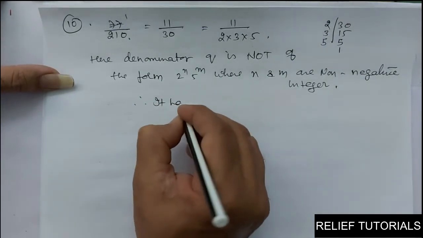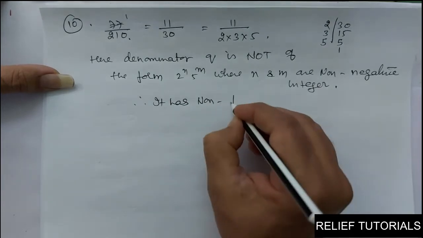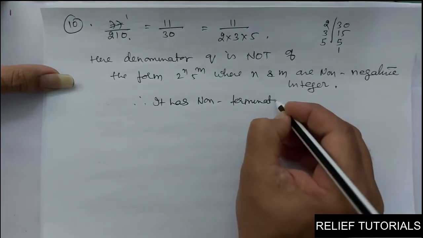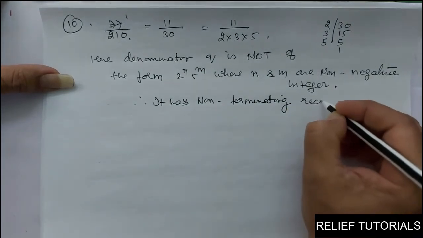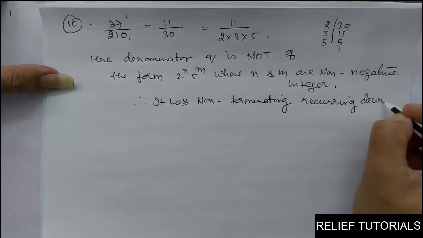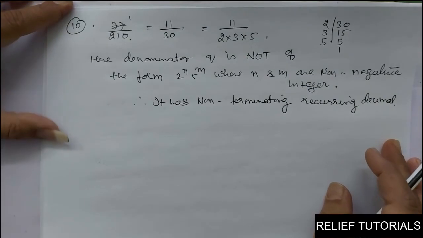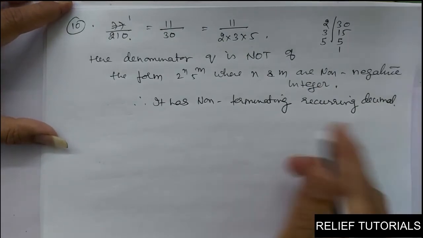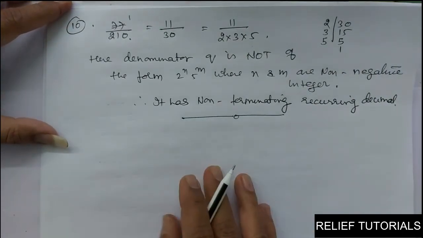Therefore, it has non-terminating recurring decimal. Have you got it, friends? So, with this we have completed your question number 1 and 2.